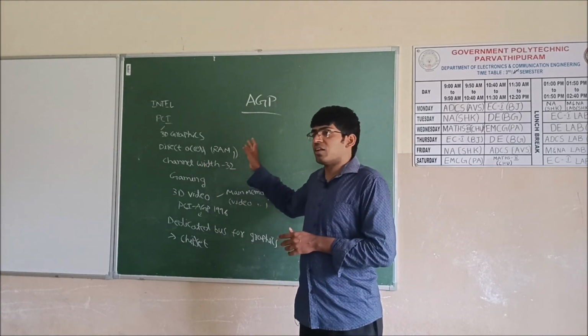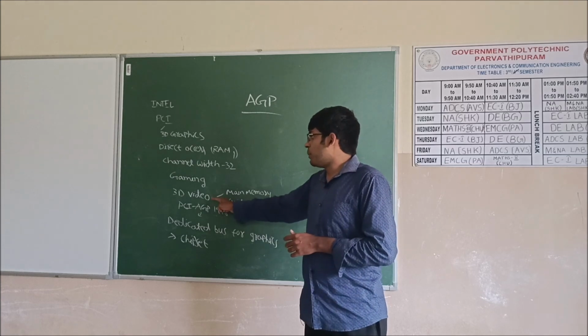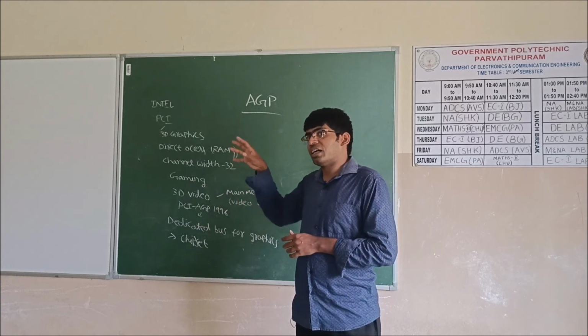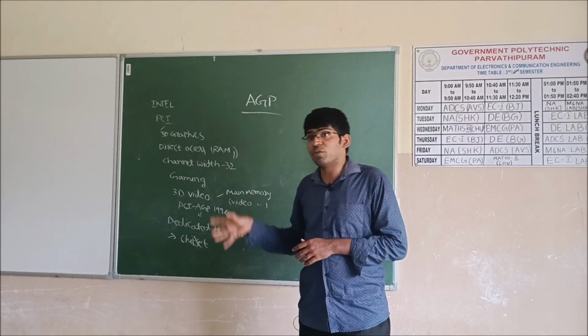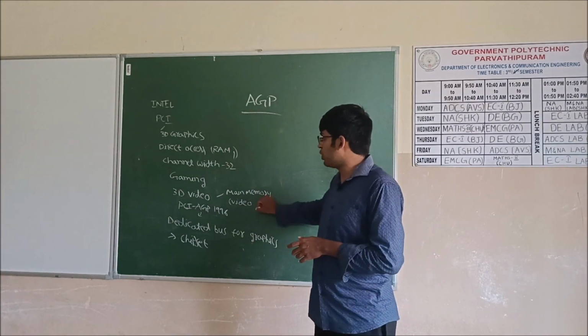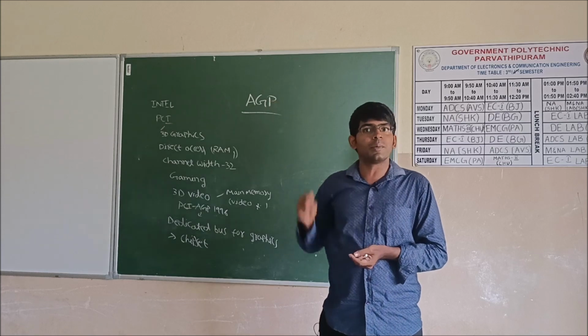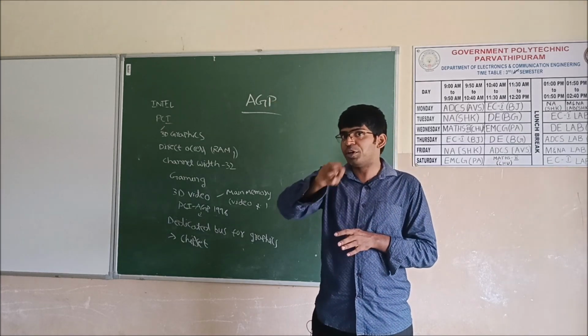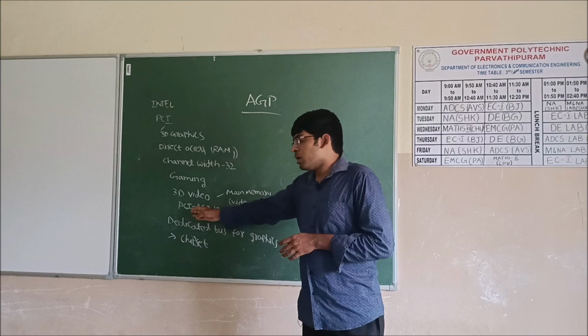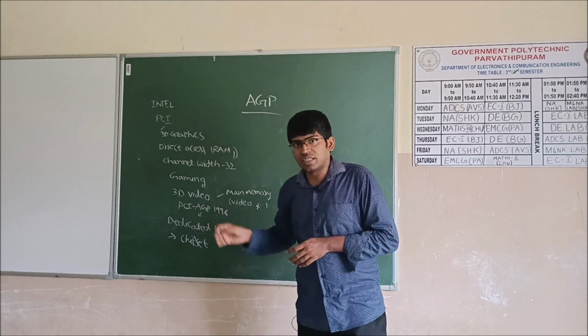Here we have a channel width of 32 bits, and because it is accessing the graphics data, we have to give our main memory. We should not use the video memory. AGP is using the main memory, direct access with the main memory. It will not use the simple video memory only. It was introduced in 1996.